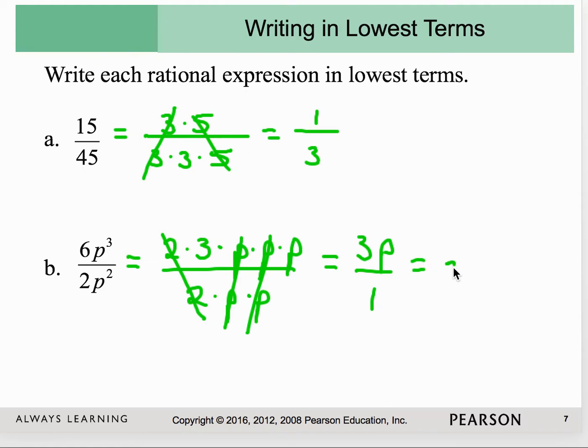Now, if it's in the denominator, I don't have to write it. I do up here because 1/3 is not the same as 3, right? But 3p divided by 1 is 3p.